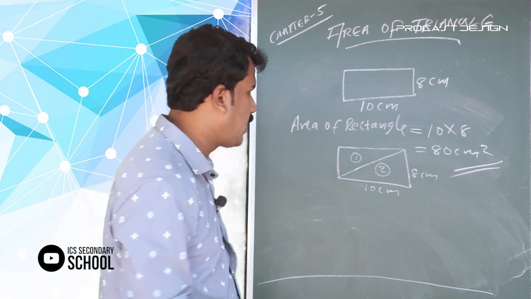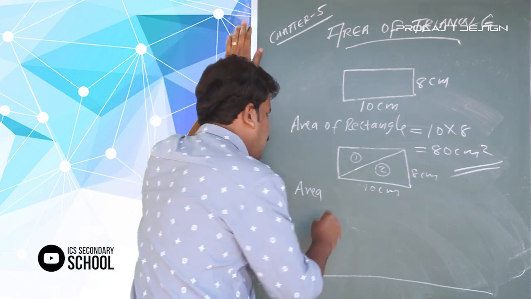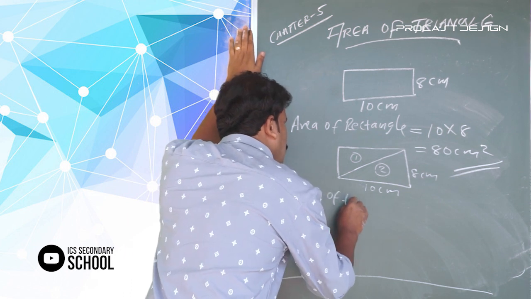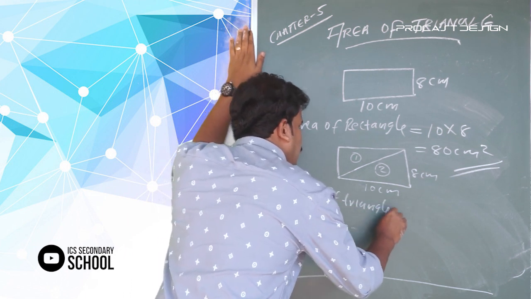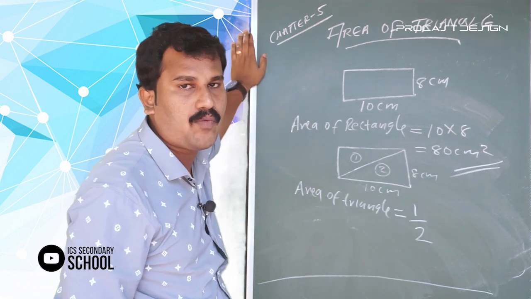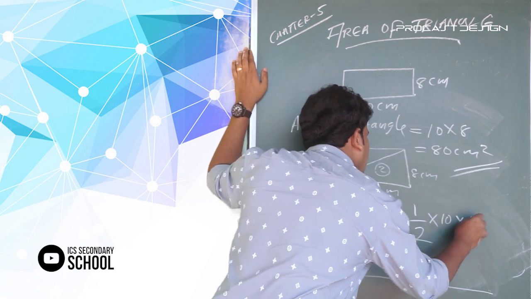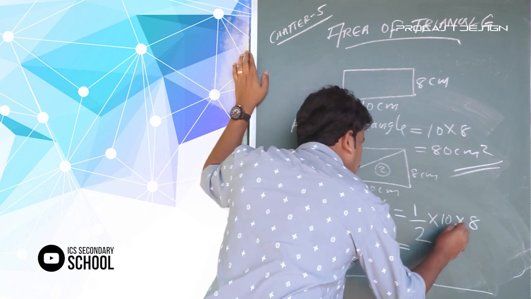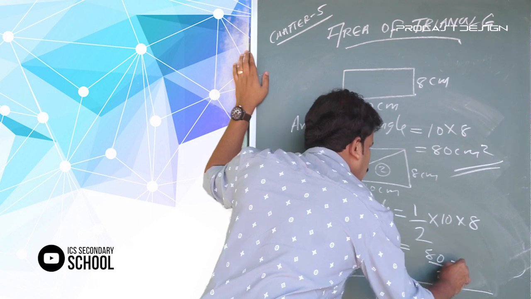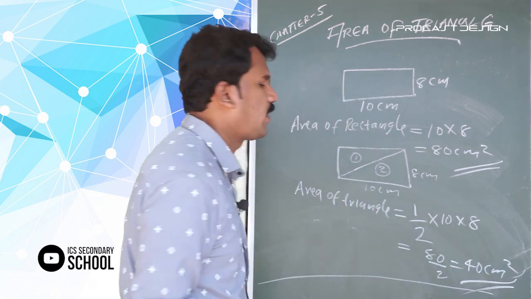Now the area of this triangle is half the area of the rectangle, that is half into 10 into 8, that is equal to 18 by 2, that is equal to 14 centimeter square.